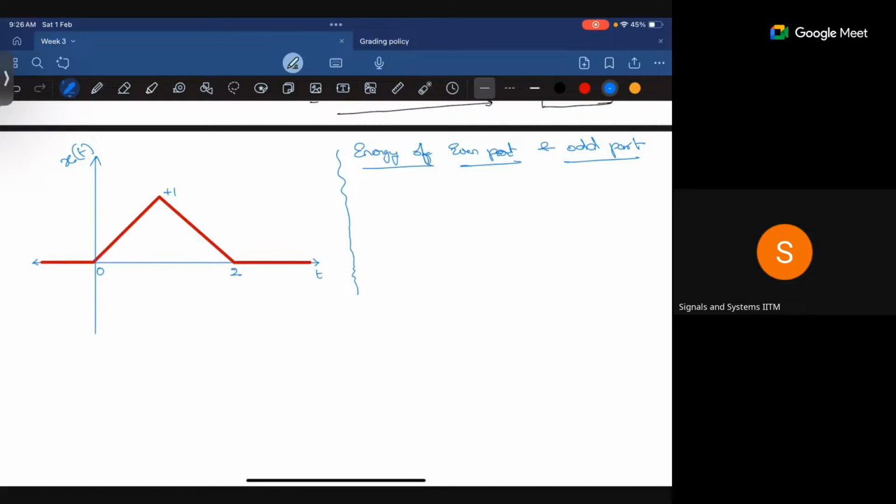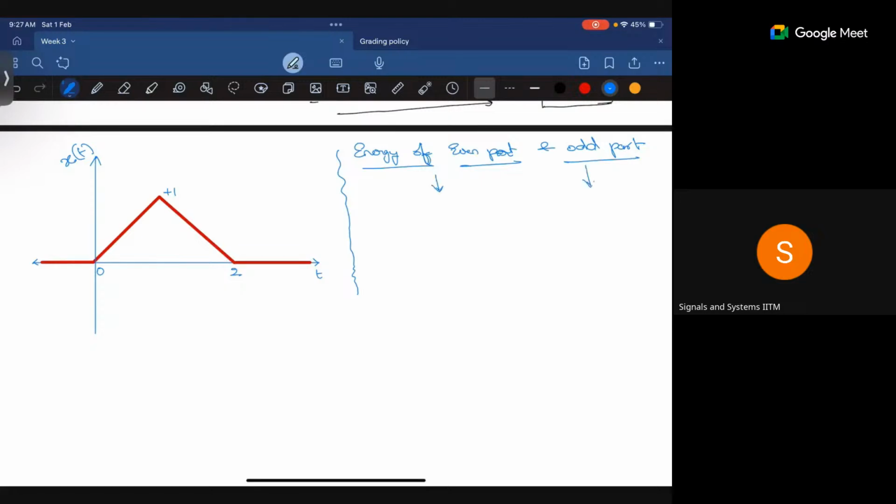Draw x of minus t, and then you can observe something, right? You add x of t to x of minus t and divide it by 2. How does the graph look? And you subtract x of minus t from x of t and divide it by 2. How does it look? So those will be your even part and odd part.